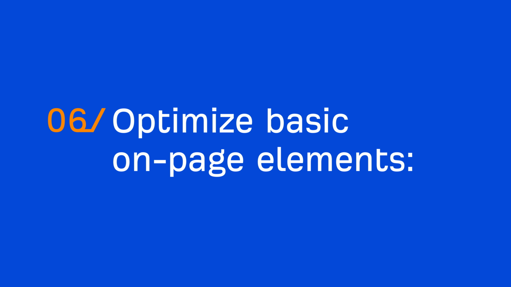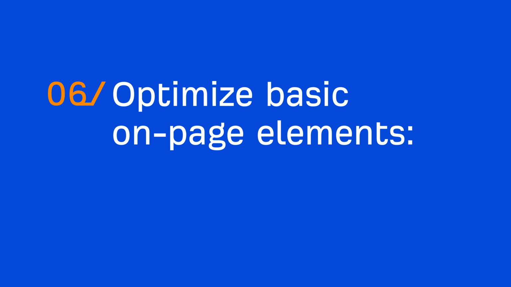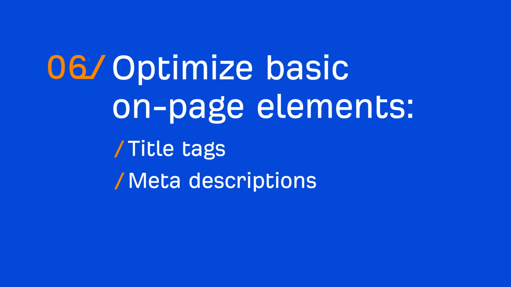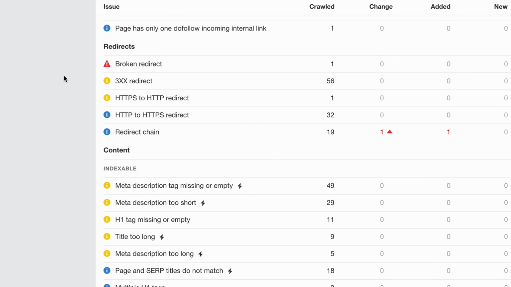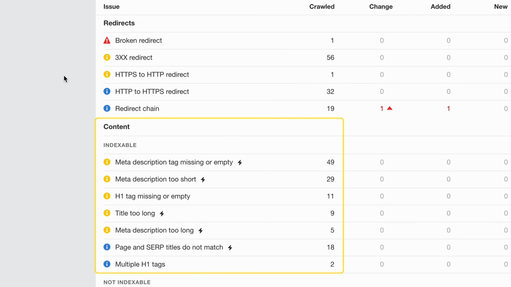Alright, the next step is to make sure we're nailing the three kings of on-page optimization: title tags, meta descriptions, and H1s. These are basic on-page elements that help Google understand your page and drive more clicks. To check for such issues, head over to Site Audit, All Issues, and hit the Content section. And it turns out BloggerJet is missing meta description tags on 49 pages.